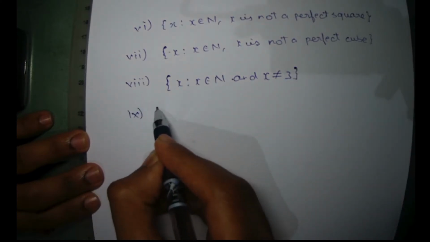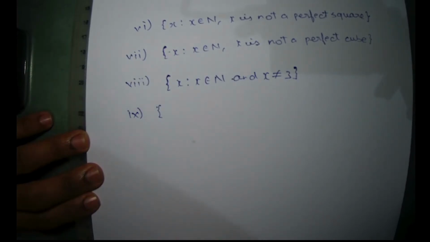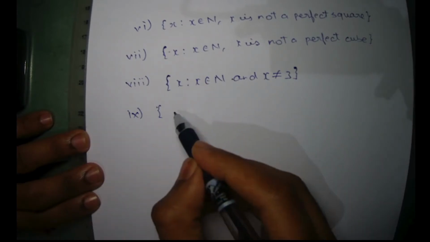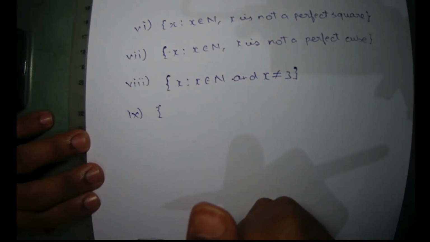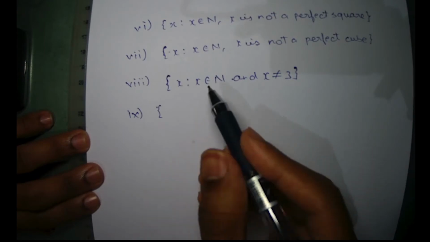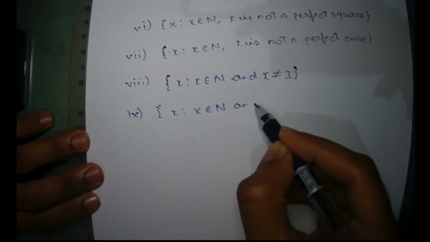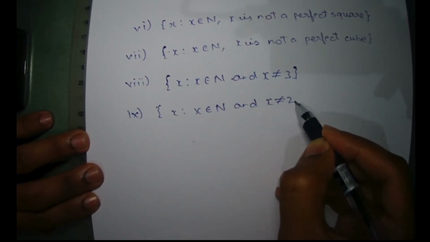So the ninth question is x, where 2x plus 5 is equal to 9. If you want 2x plus 5 to be equal to 9, then the only value x can take is 2. So similar to the previous one, x is a natural number and x is not equal to 2.